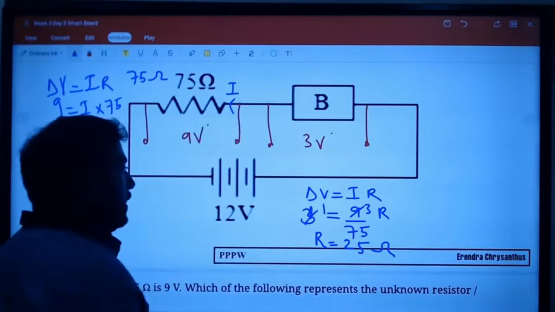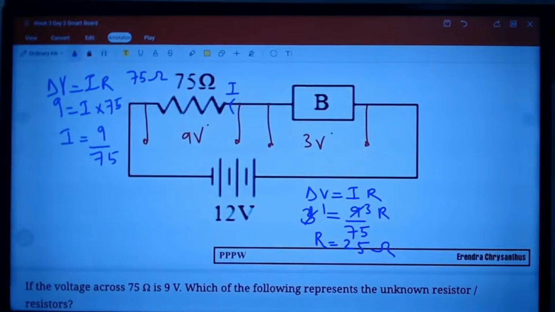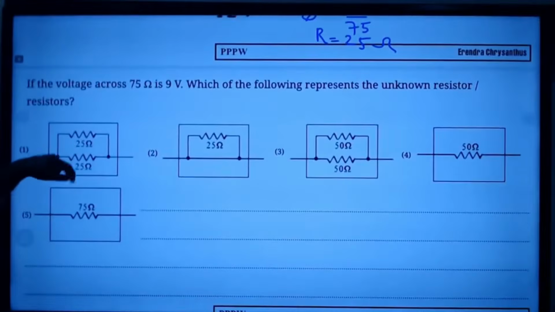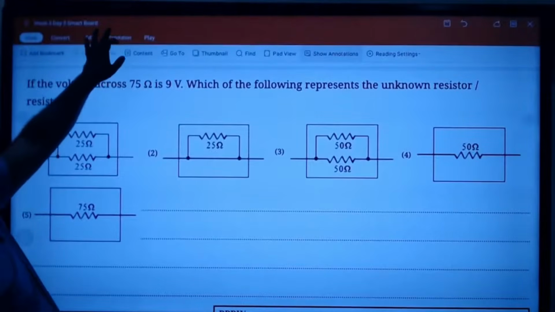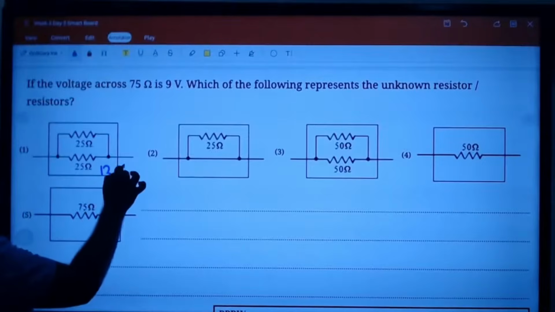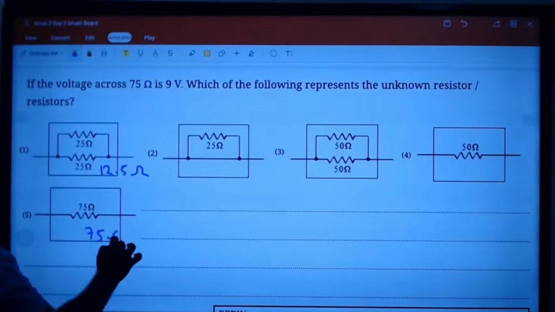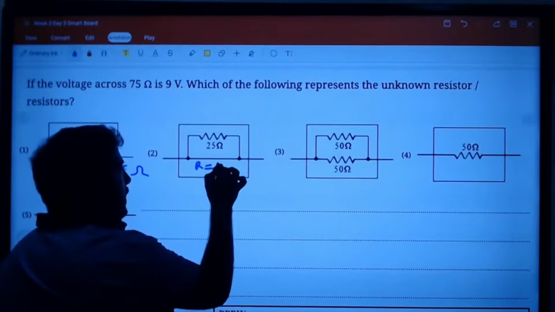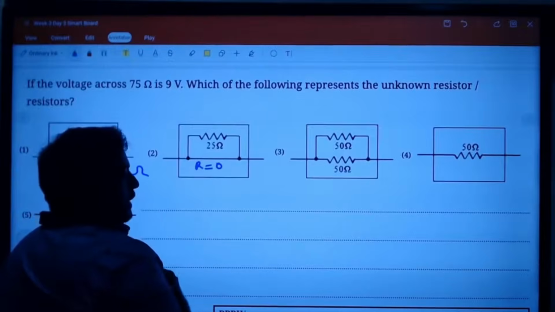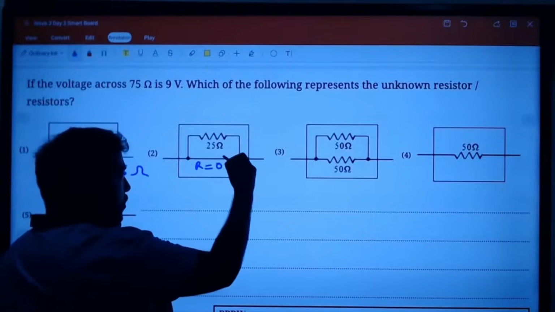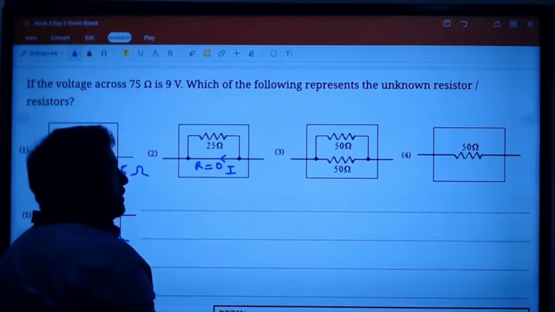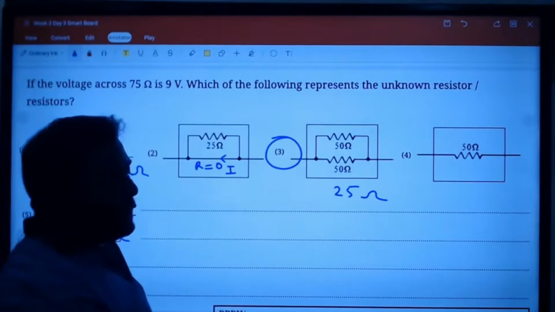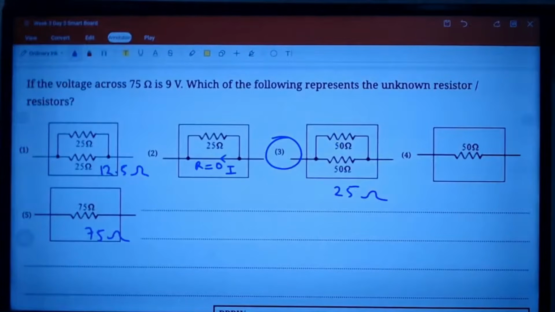Now find which combination will give you 25 ohm. Here, parallel resistors, effective is 12.5. Here 75 ohm won't give. Here, be careful, short circuit, R equals 0. If I do this, current will go across this, not across that. Here 50-50, 25 ohm will come. The correct answer is answer number 3.